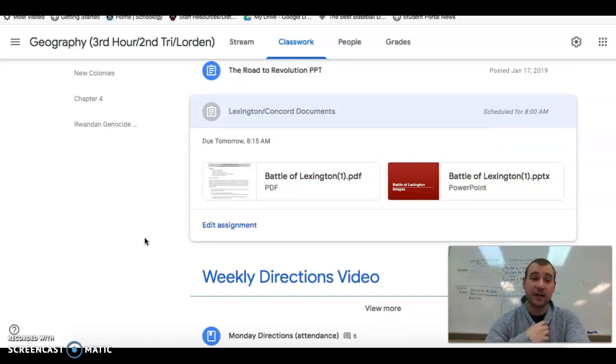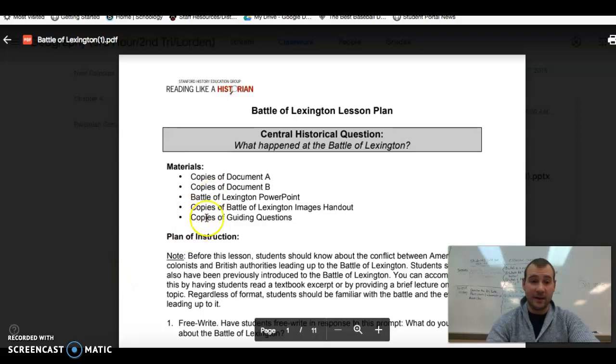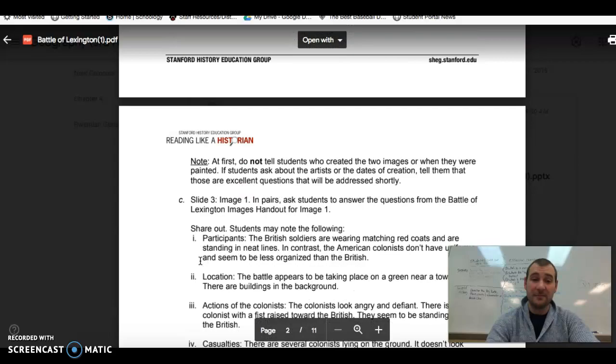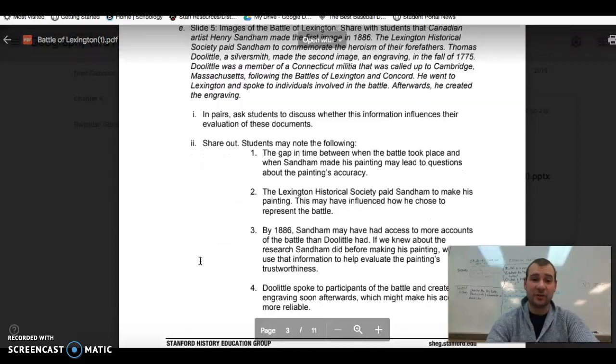Yesterday we did the notes on them, kind of explained the story and what was going on. You saw some videos. Today we're going to dive in a little bit deeper, and we're going to take a look here at the battles of Lexington and Concord. This is very similar to the Boston Massacre documents because we have some images we're going to look at.